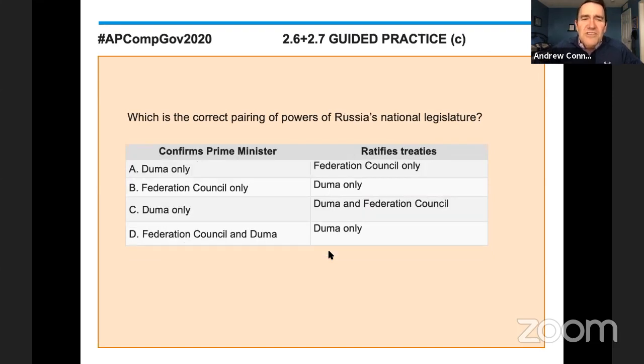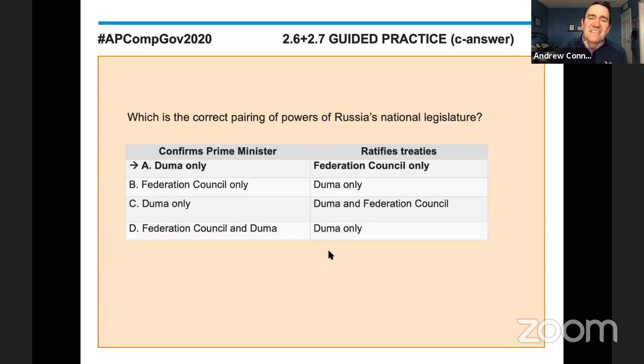How about Russia? When you're looking at Russia's national legislature, which chamber confirms the prime minister and which ratifies treaties? And if you're paying attention, the Duma confirms the prime minister, and it's actually the Federation Council, the upper chamber, that ratifies treaties in Russia.